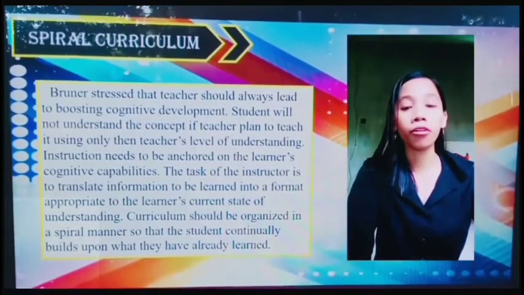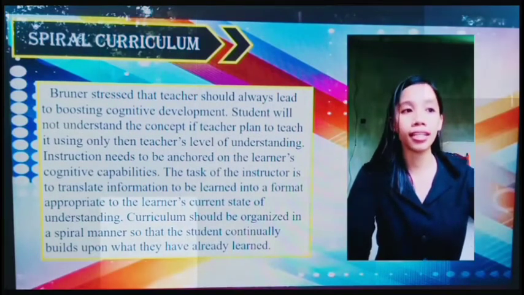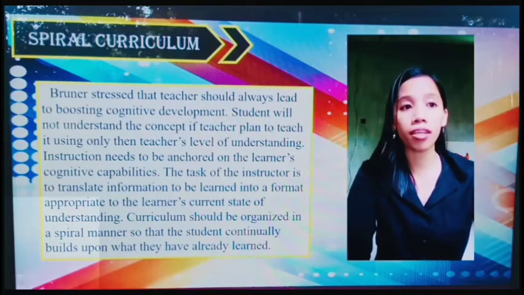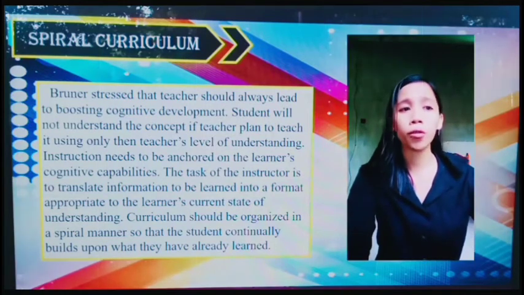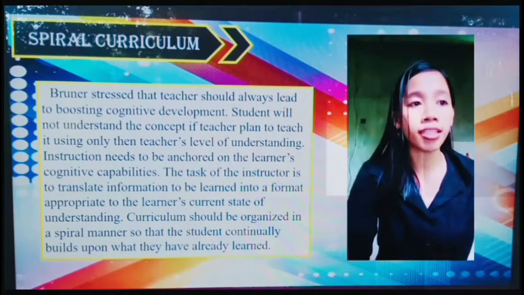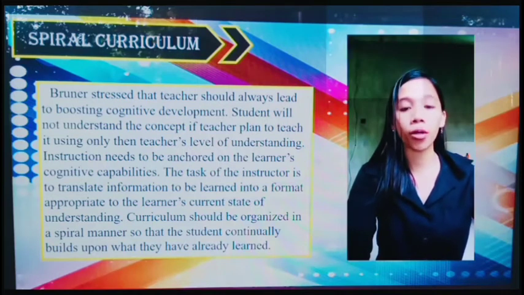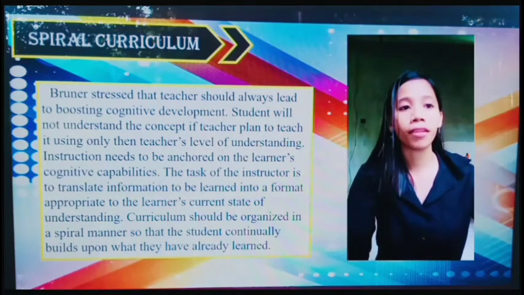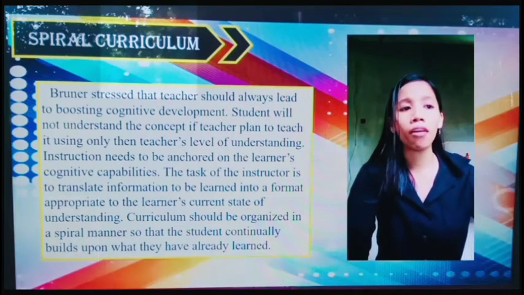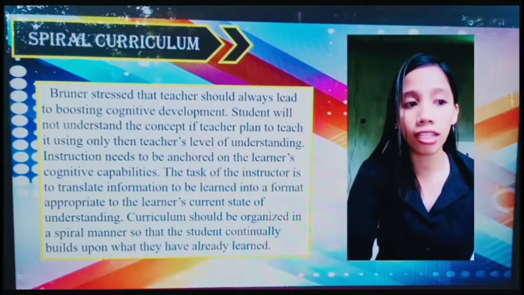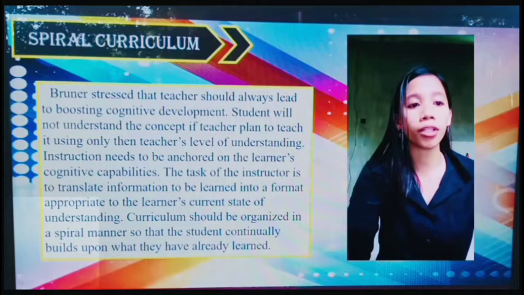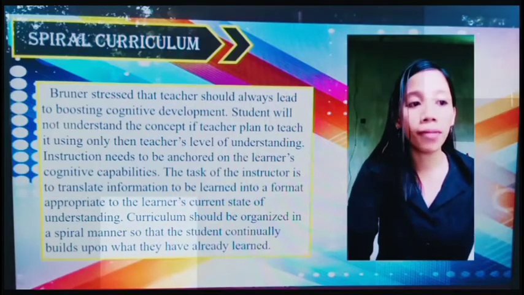Spiral curriculum. Bruner stressed that teachers should always lead to boosting cognitive development. A student will not understand the concept if a teacher plans to teach it using only the teacher's level of understanding. Instruction needs to be tailored to the learner's cognitive capabilities. The task of the instructor is to translate information to be learned in a format appropriate to the learner's current state of understanding. Curriculum should be organized in a spiral manner so that the student continually builds upon what they have already learned.